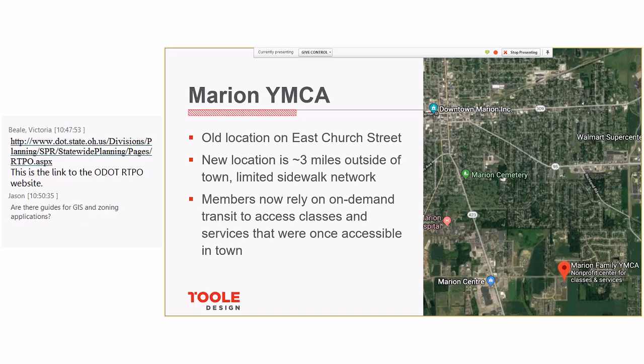So the first one is the Marion YMCA. Their previous location was right downtown. It was really easily accessible for people to get there and spend time with their friends and attend fitness classes. When it was time for them to expand, they looked at different sites and eventually moved to a location about 3 miles outside of town, which is the red dot on the screen there.